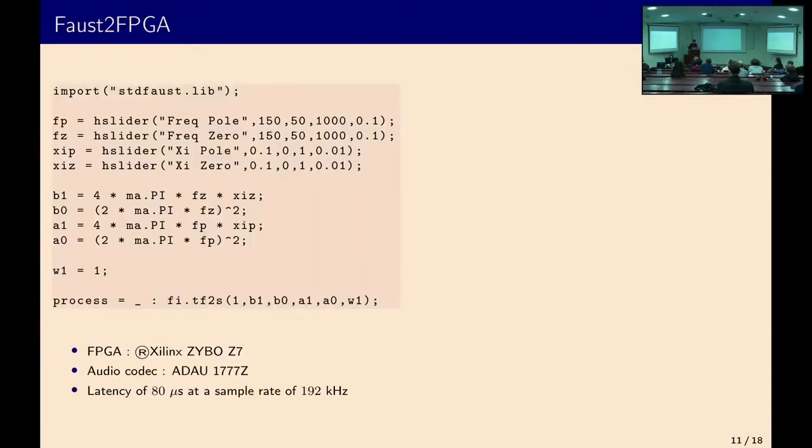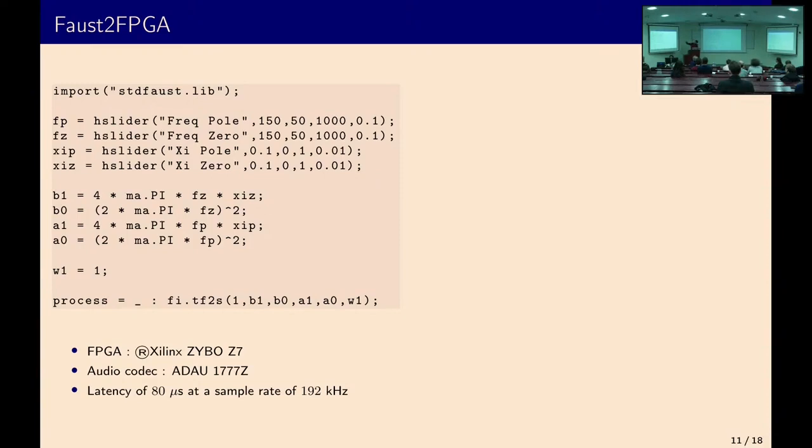Basically what we did is write a simple script. We define the frequencies and poles of the filter. Then we get the analog coefficients from it. And the tf2s function is doing the bilinear transform in order to get the digital filter. Of course, with digital filtering comes the latency. With the FPGA, we are using a sample rate of 192 kilohertz. We get a latency of 80 microseconds.